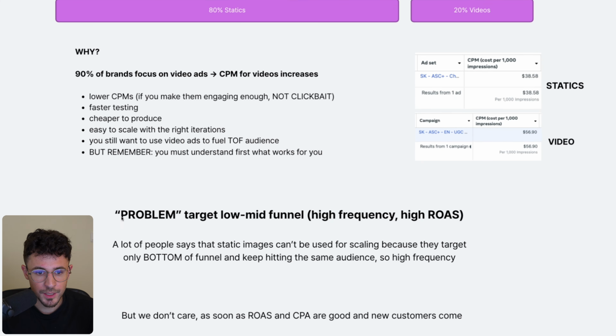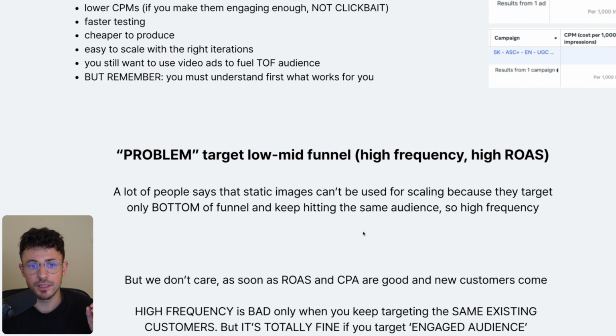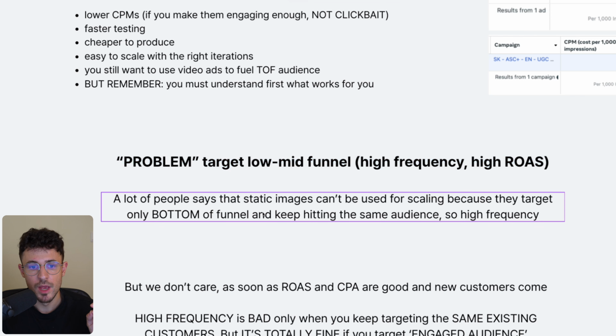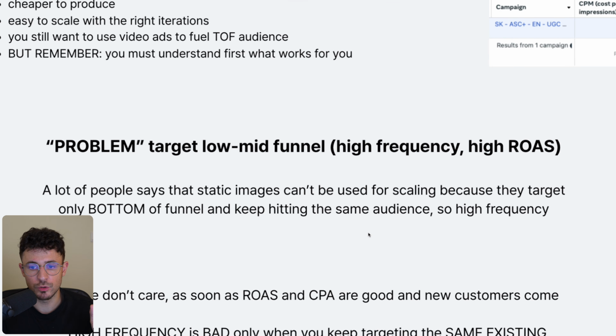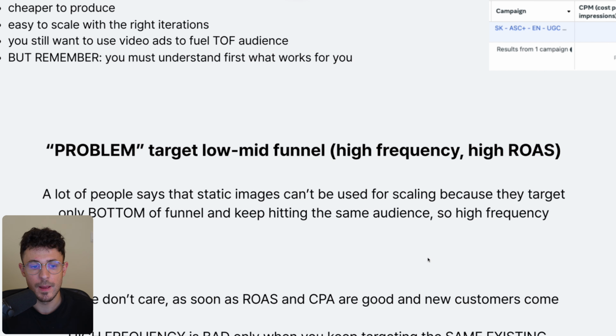And then the problem with statics is this one. The problem with statics is that they target low mid funnel, so high frequency and high return on ad spend. A lot of people say that static images can't be used for scaling because they target only bottom funnel and keep hitting the same audience, so high frequency. But we don't care as long as return on ad spend and CPAs are good and new customers come. Because if I keep targeting an engaged audience and then they become existing customers, then we don't target them anymore. It's not a problem because we're still targeting new customers.